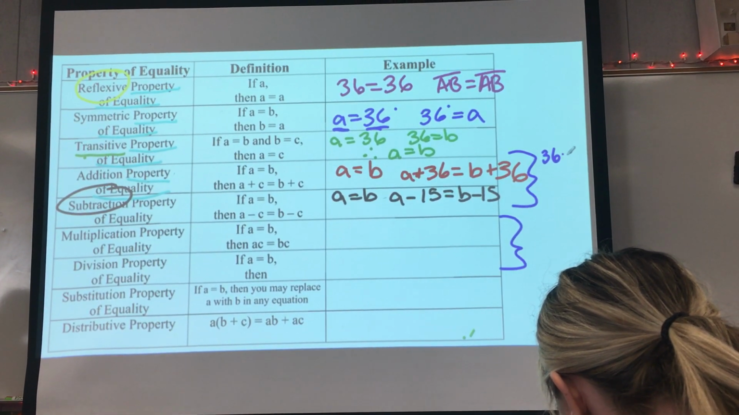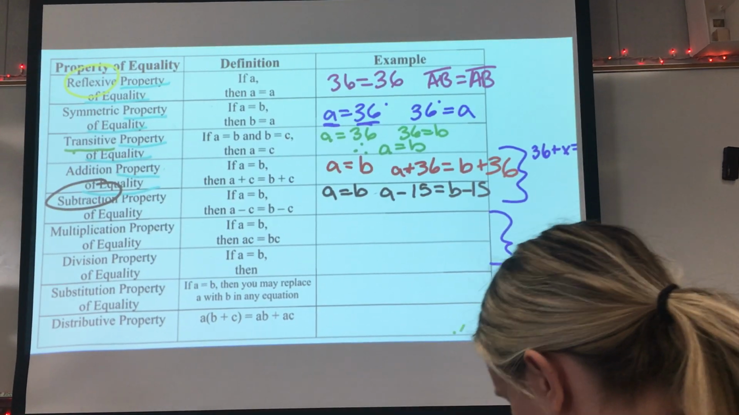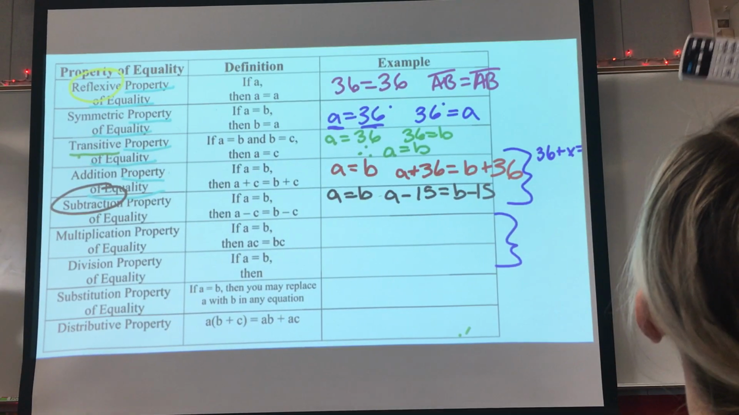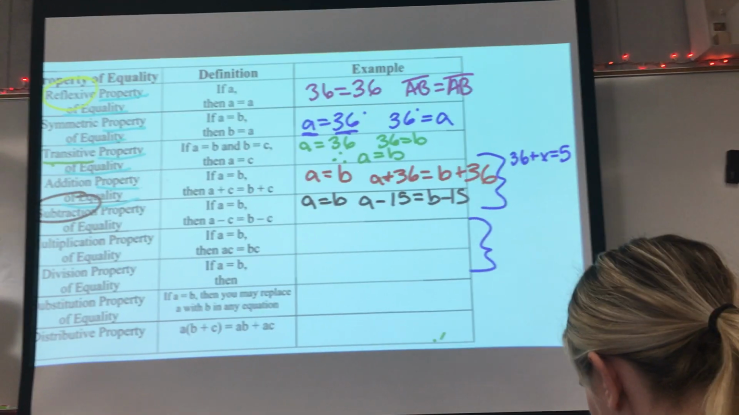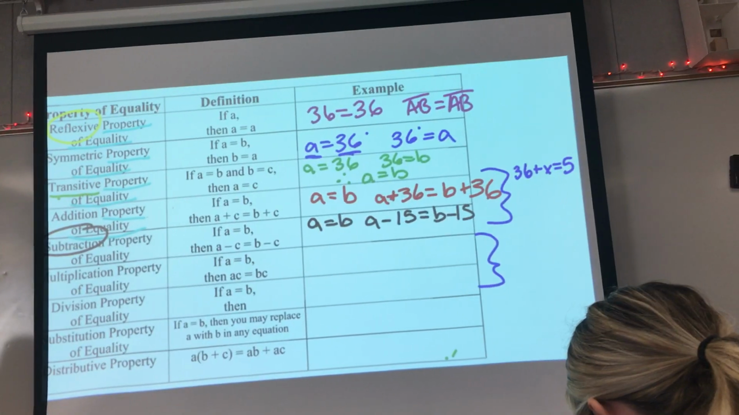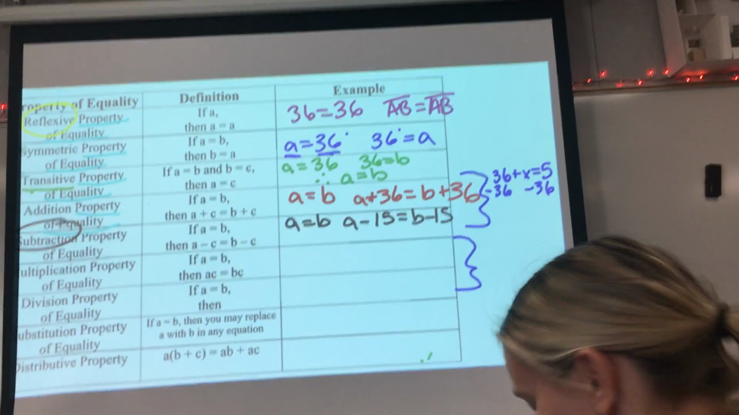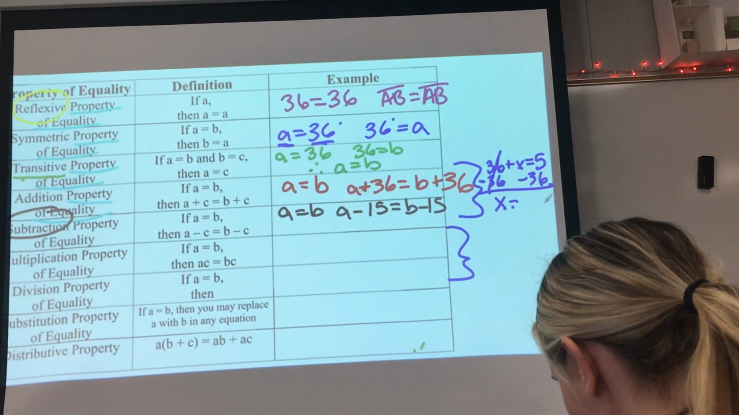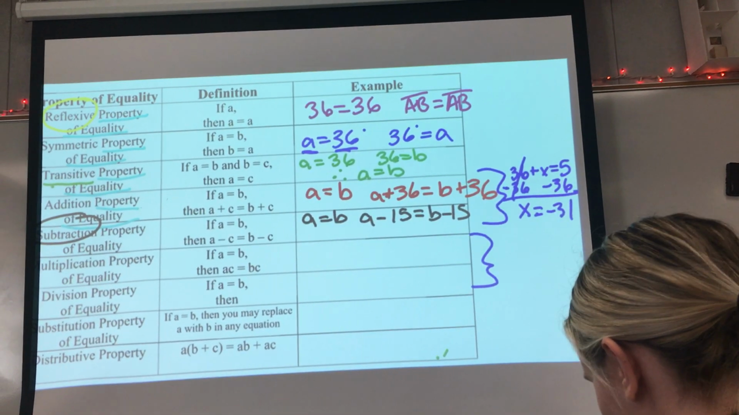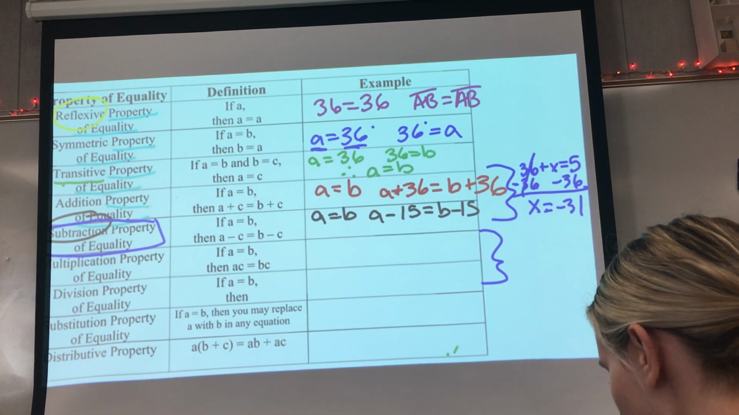If you have 36 plus x equals 5, which you can't see because I have to move my screen. There it is. 36 plus x equals 5. My subtraction property of equality says that I can take 36 away from both sides to get negative 31. That was my subtraction property of equality.